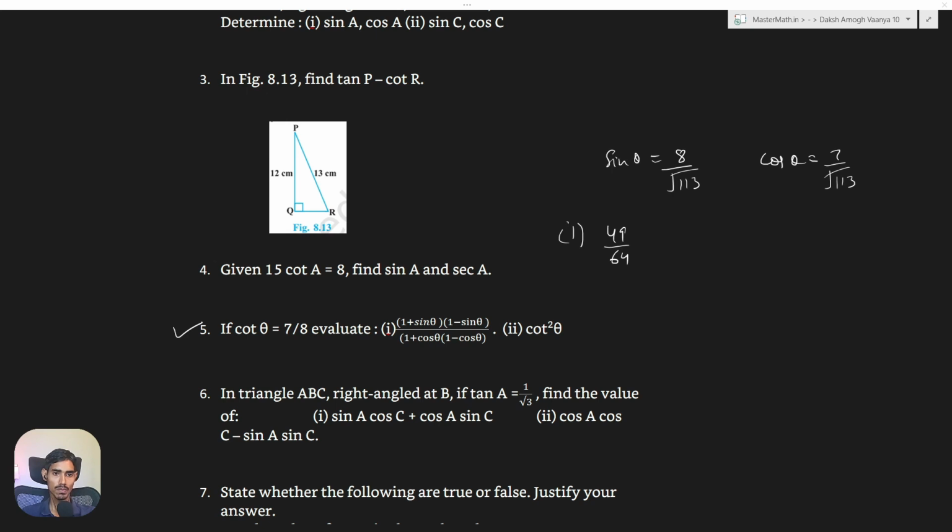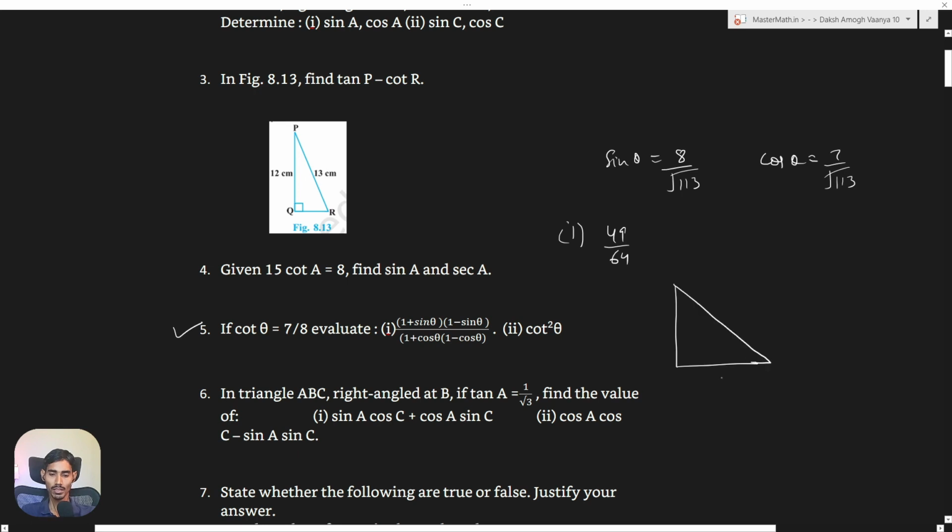We are given cot value in the question. Then we take the value of cot in a right angle triangle. So it will be base upon perpendicular, because cot theta is adjacent upon opposite, or base upon perpendicular. Now that is given to us as 7 by 8. So this is 7, this is 8, and this would be root of 113, hypotenuse.